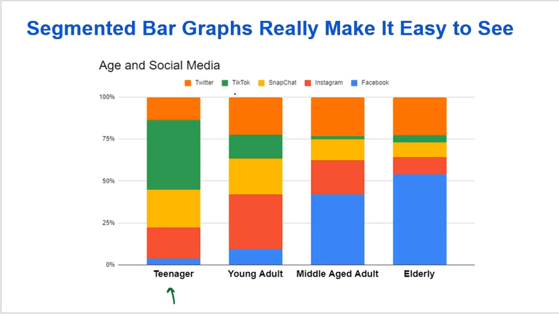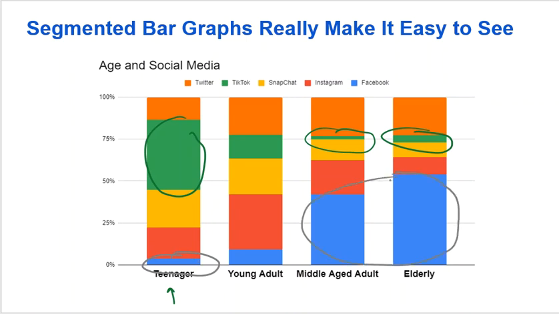TikTok is the green, you could clearly see, right? Now, you don't know the exact numbers. We already did that in the previous slide. But you clearly see of the teenagers, a much larger proportion use TikTok than of the middle-aged or of the elderly. And then you can even focus on Facebook. Of teenagers, very few use Facebook. Of the elderly and middle-aged, a lot use Facebook. So you clearly see that age category definitely plays a part in terms of what social media app you prefer.